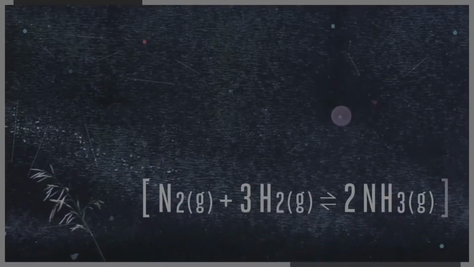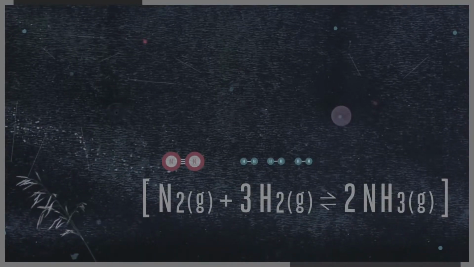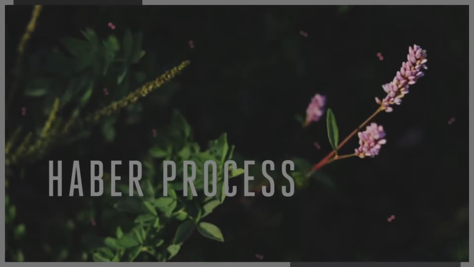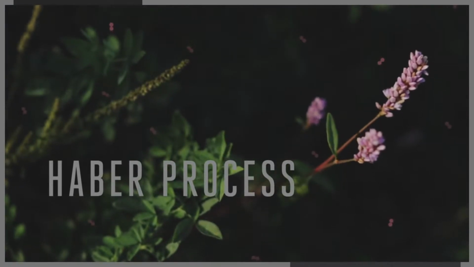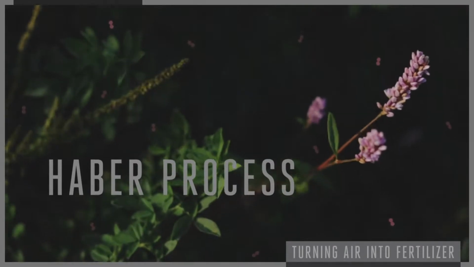It is this chemical reaction. A nitrogen gas molecule plus 3 hydrogen gas molecules gets you 2 ammonia gas molecules. This is the Haber process of binding nitrogen molecules in the air to hydrogen molecules, or turning air into fertilizer.